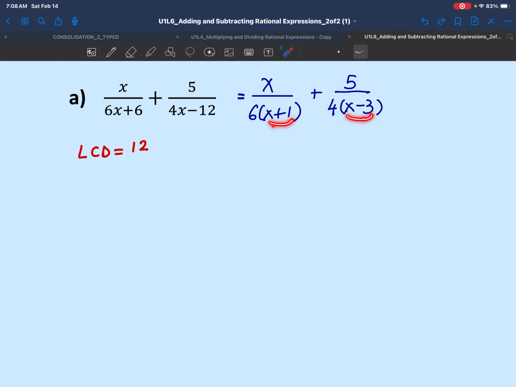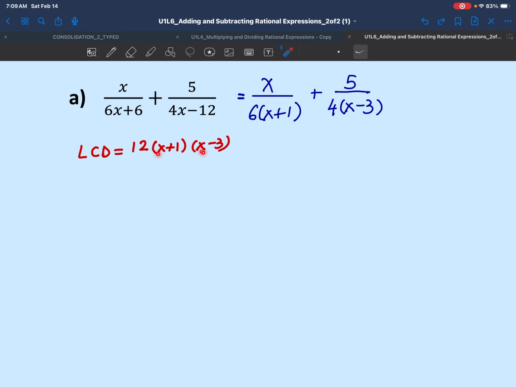So while we're at it, we are going to state restrictions. Remember that this will be the new denominator of our final expression, and this cannot be equal to 0 because if it becomes 0, the expression will be undefined or make no sense. So 12 is already numerical. We know the exact value of it, but x plus 1 and x minus 3 have a variable, so an unknown number that can change. So we have to determine what values of this variable would make the factors equal to 0.